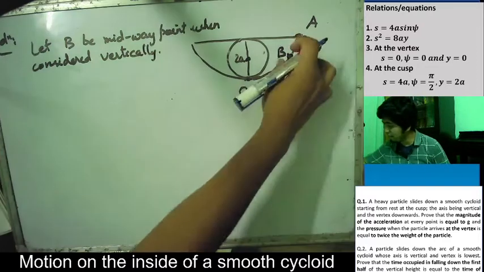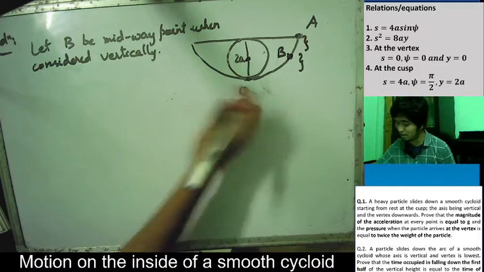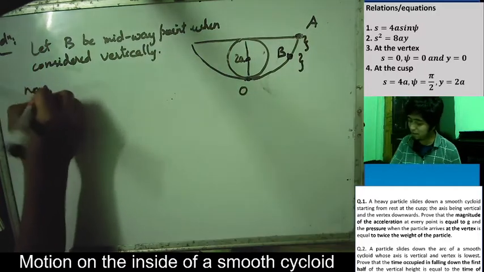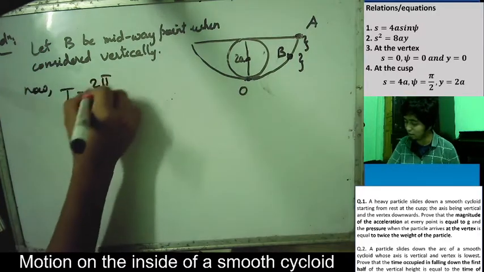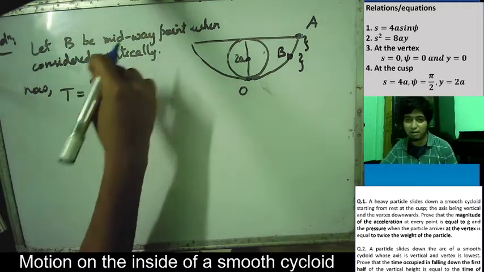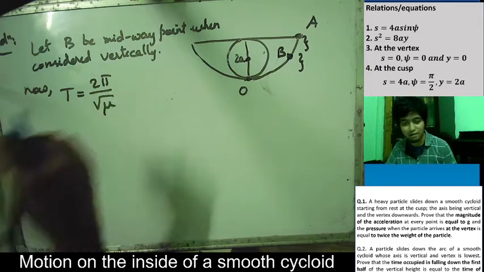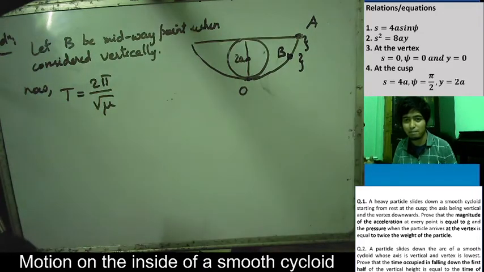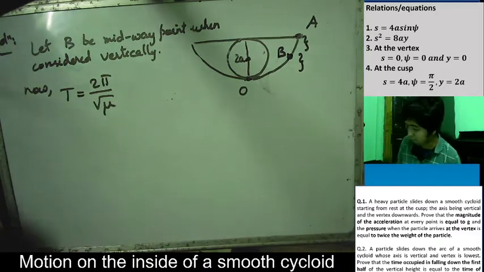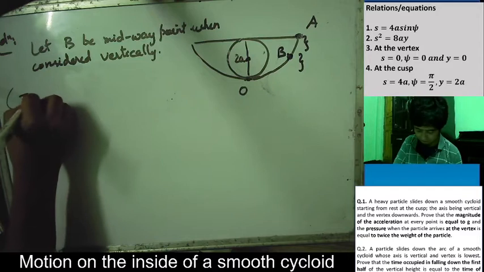So what is the time from A to O? If you remember, the time period is equal to pi by root mu. How do I know that I will have to use the time period? It is because the question is involving time. So what do we have to show?